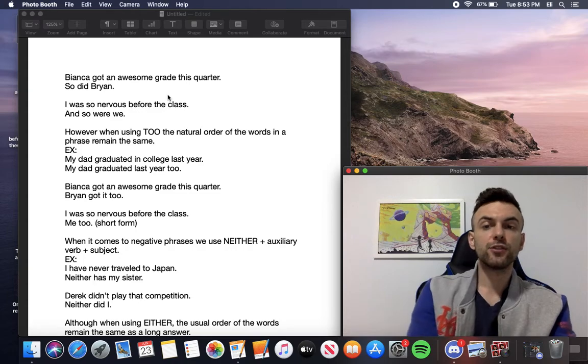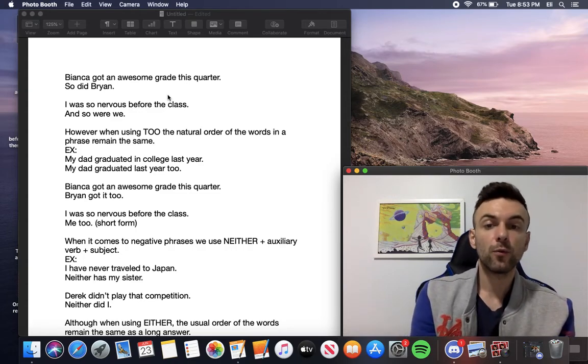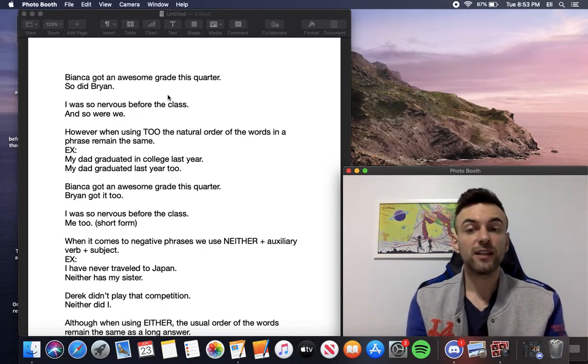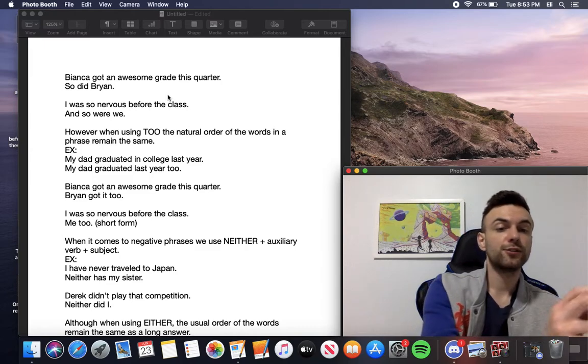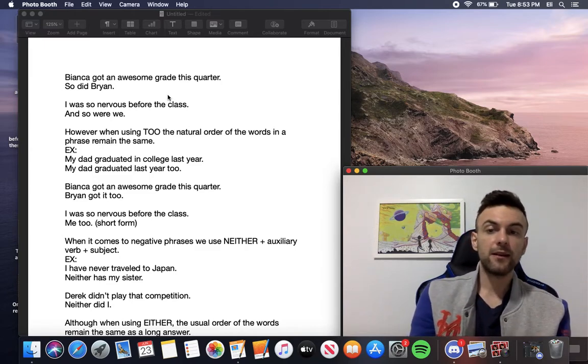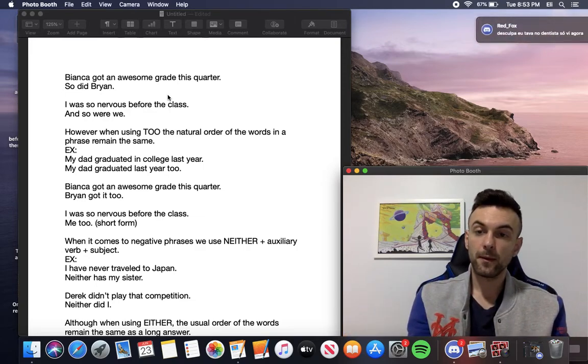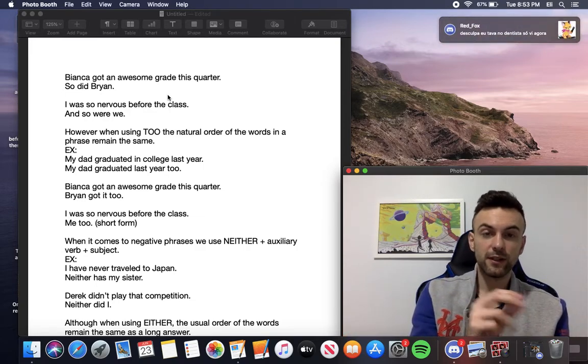However, when using too, the natural order of the words in a phrase remains the same. My dad graduated in college last year. My dad graduated last year too. Bianca got an awesome grade this quarter. Me too, which is a short form.